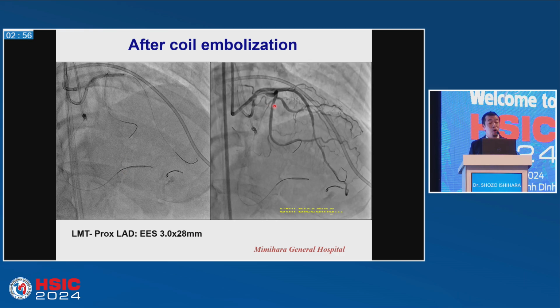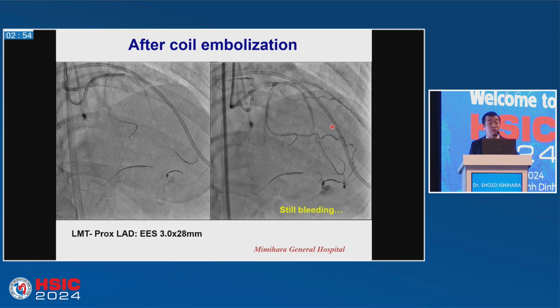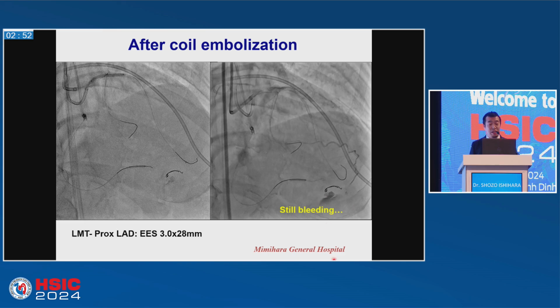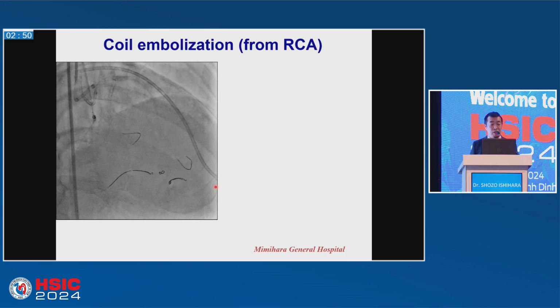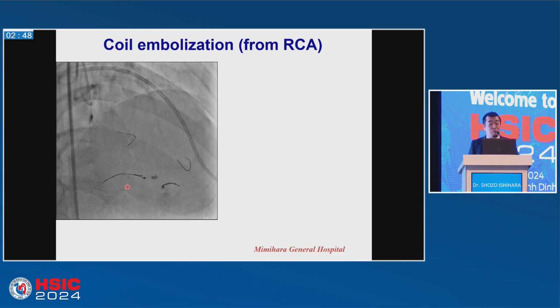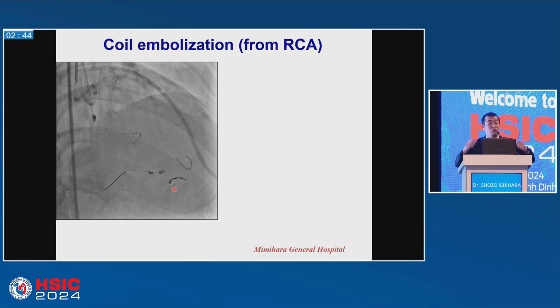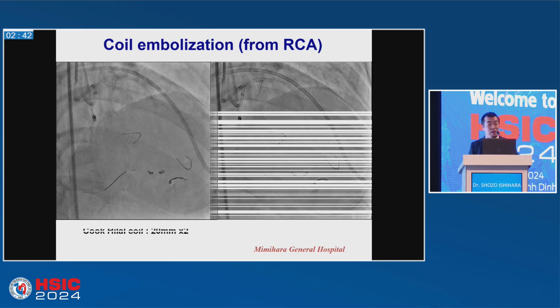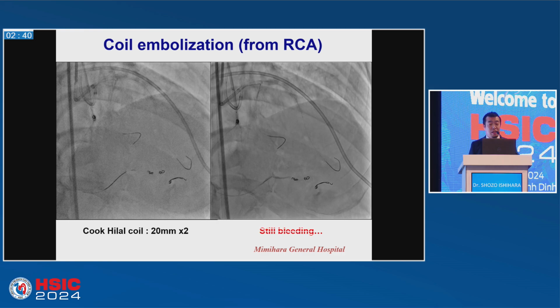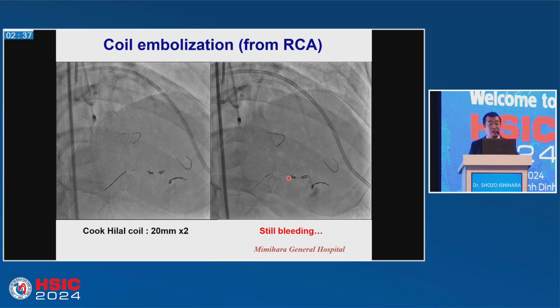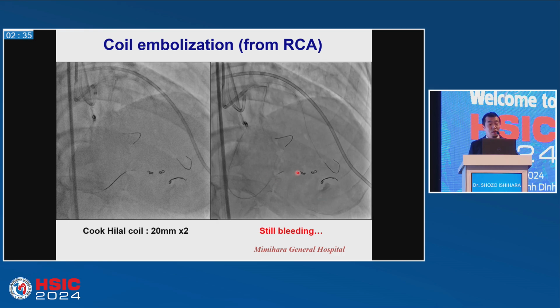So I put one more stent. After putting the stent, still bleeding like this. So at this point, I put the coil from the RCA side like this. So bilateral coiling was performed like this. And we checked once again from the RCA side, but still bleeding. We can compare, still contrast is staining.